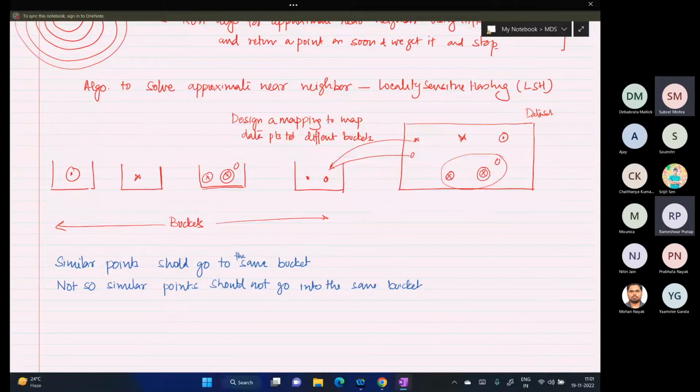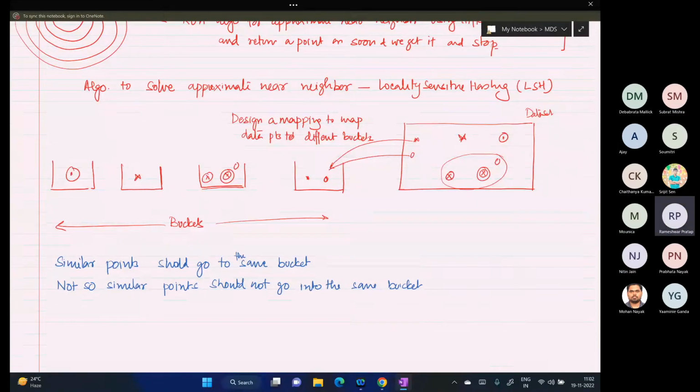Any idea why we are doing this and how this can help us get a sublinear algorithm for the approximate near neighbor problem? Probably this will help us in reducing the search space. Yes, and how is it helping us reduce the search space? Because of this similarity logic, we identify the bucket, and then we'll just check that bucket's data only. Yes, that's correct.